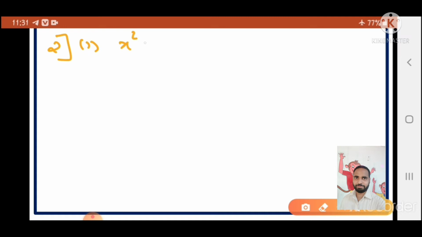I'll write one equation: x square plus 5x minus 2 equal to 0. I have written this equation. Now you have to decide whether this is a quadratic equation or no. These are questions which come for 1 mark. ये सब एक marks के लिए question आते हैं in examination, right?